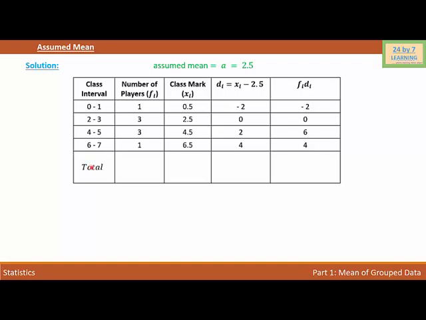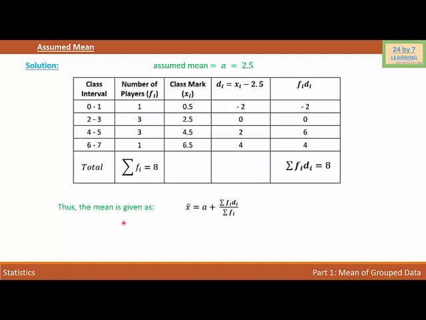I will write total over here, and the total of the frequency is basically sigma of fi, which is equal to 8. Now let's find the total of fi di. So sigma of fi di is equal to 8, because negative 2 plus 0 plus 6 plus 4 is basically 8. Now let's find the mean.